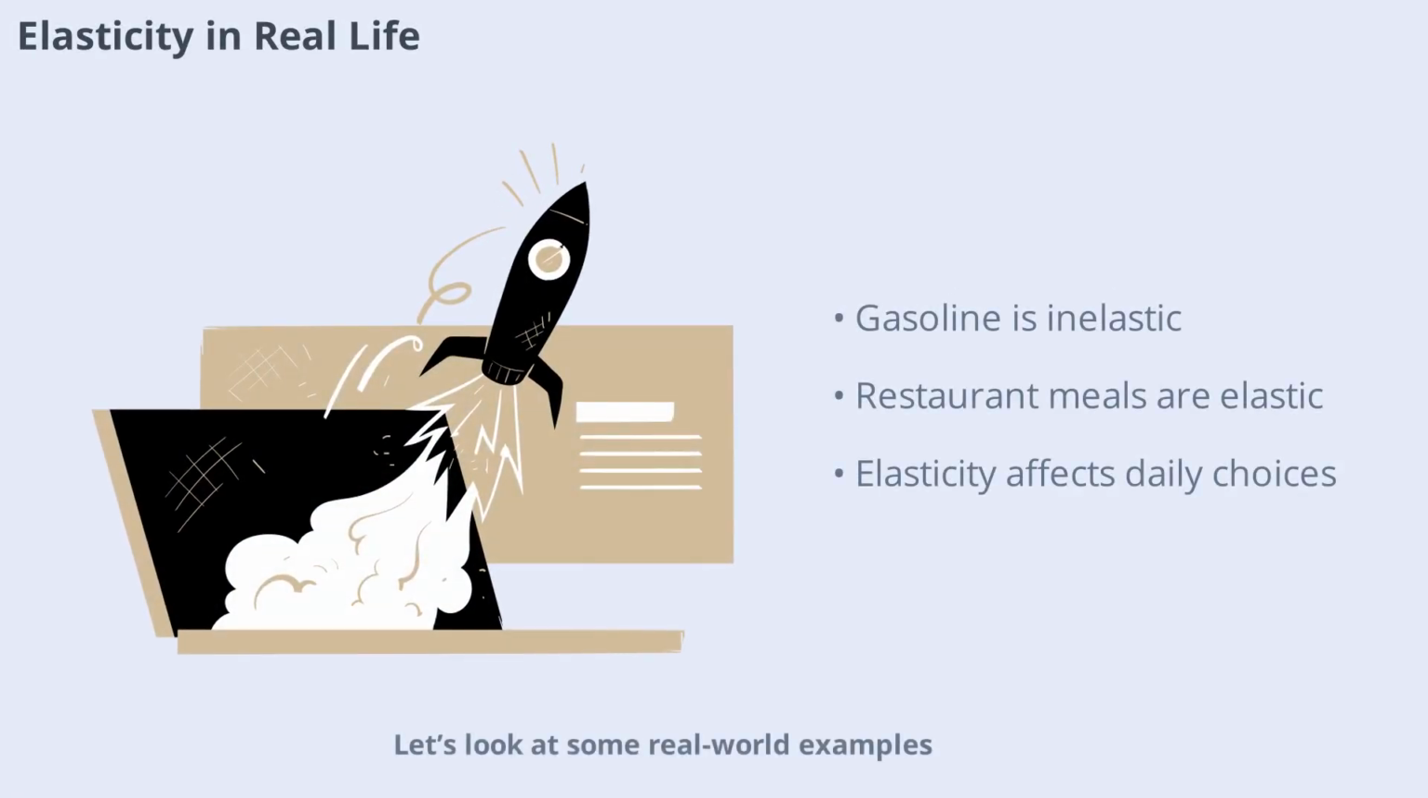Let's look at some real-world examples. Gasoline is often inelastic because people need it to get to work, so even if prices rise, demand doesn't drop much. On the other hand, restaurant meals are more elastic. If prices go up, people can choose to eat at home instead. These examples show how elasticity plays out in everyday decisions.